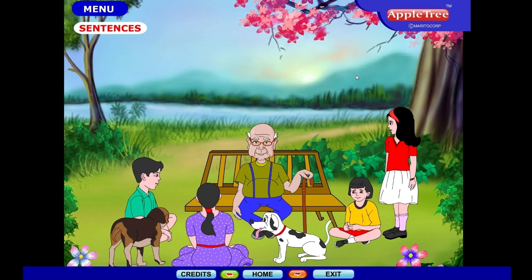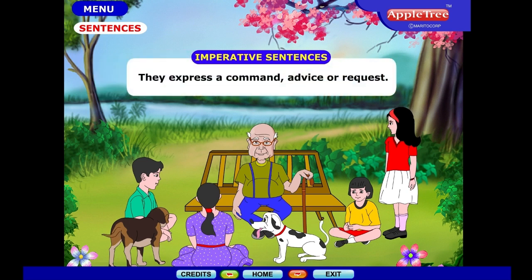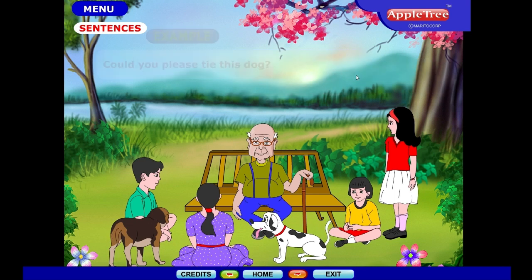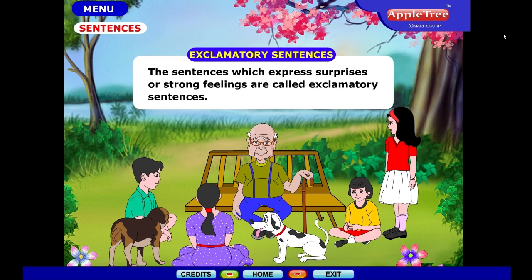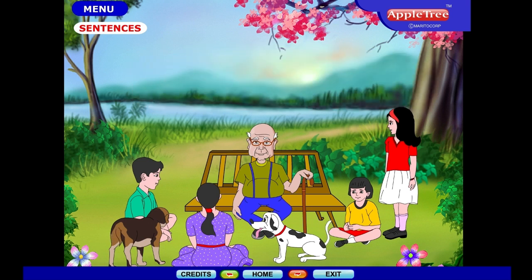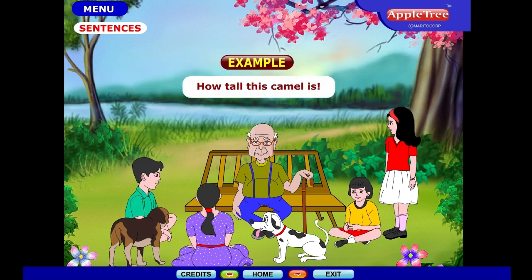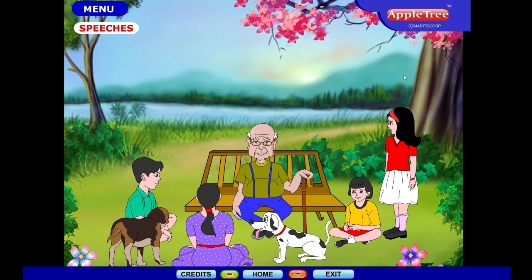I will tell about the imperative sentences, Grandpa. They express a command, advice, or request. Example: Could you please tie this dog? The sentences which express surprises or strong feelings are called exclamatory sentences. Example: How tall this camel is.